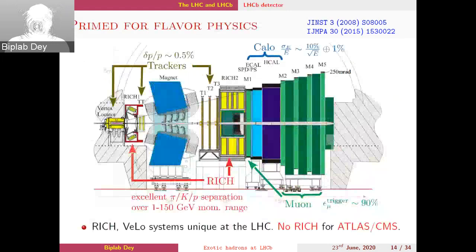So LHCb is primed for flavor physics. We have trackers that allow very good mass resolution for the reconstructed B's. We have a calorimeter. The muon system is very important for us because many of these modes, including Lambda b to J/psi pK, have dimuons appearing. So we have very good efficiency in trigger and also pi-mu misID. Another thing we have is two RICH detectors that allow for excellent K, pi, proton separation over a wide momentum range. The RICH and the VELO systems are rather unique to LHCb at the LHC, and there is no RICH for ATLAS and CMS. This actually has an effect, as I will mention.